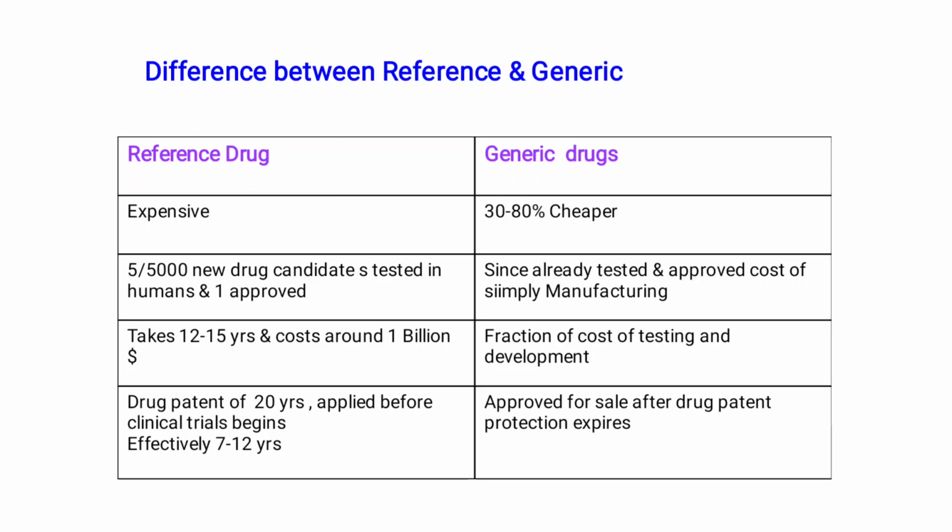And generic drugs are 30 to 80% cheaper, at a fraction of the cost of testing and development, and are approved for sale after patent protection expires.